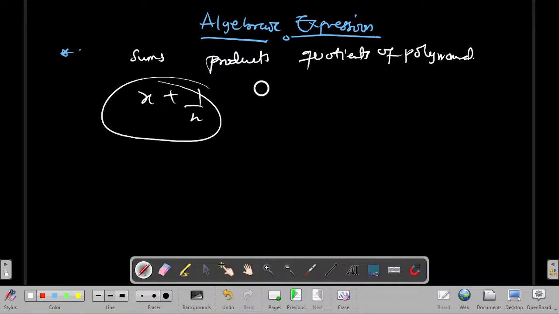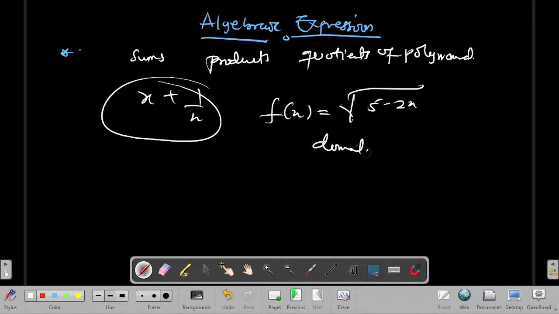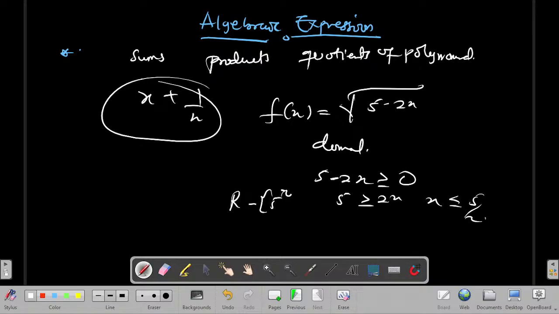So given f of x which is equal to the square root of 5 minus 2x, then you are going to have the domain be any value that makes this valid when you take the root. Remember that everything under the root should be greater than or equal to 0. So 5 minus 2x is greater than or equal to 0. Therefore 5 is greater than or equal to 2x, therefore x is less than or equal to 5 over 2.